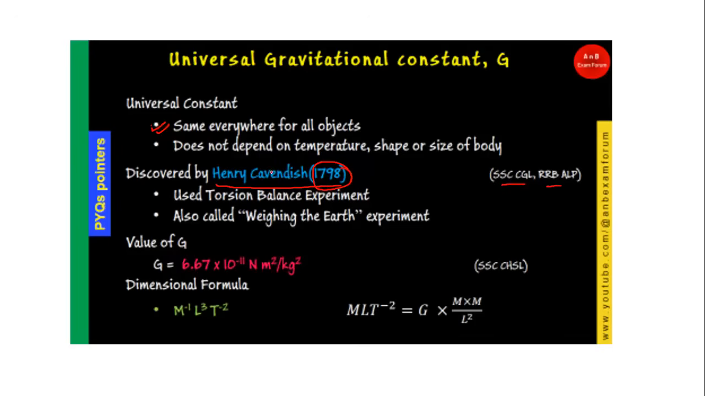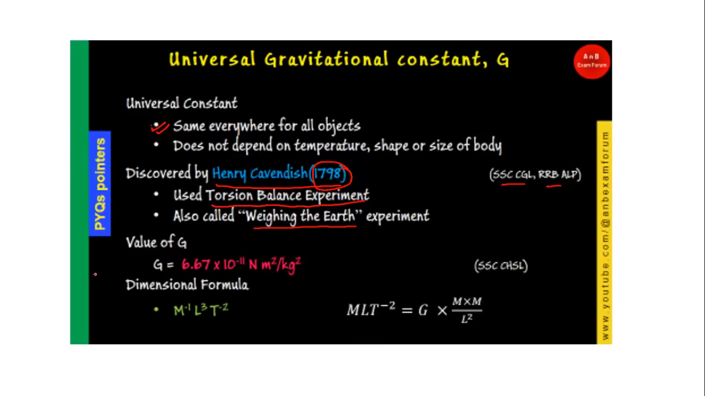He found G by an experiment called the torsion balance experiment, also known as the weighing the earth experiment. He made a balance experiment based on some angles, and he found this particular value: 6.67 × 10^-11 N m² per kg².